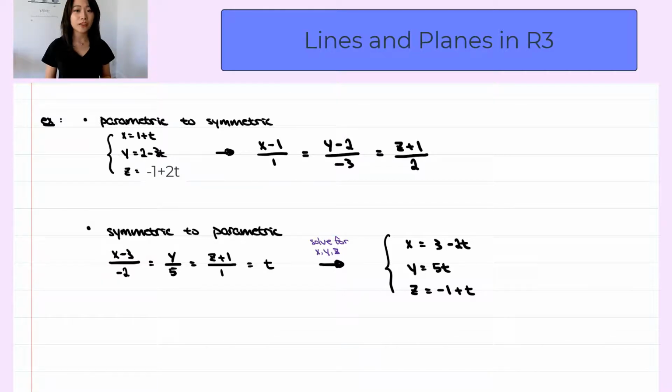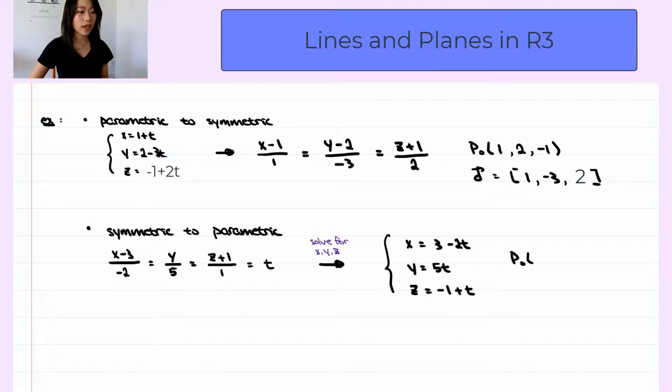How about the point P0 and the direction vector of these two lines? The first line, we have point P0 at 1, 2, and negative 1. And the direction vector is 1, negative 3, 2. In the second line, P0 is at 3, 0, and negative 1. And the direction vector is negative 2, 5, and 1.